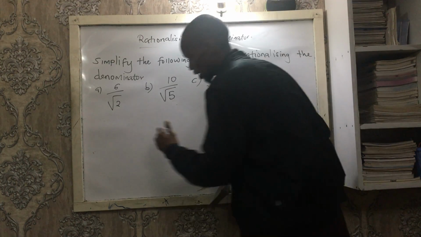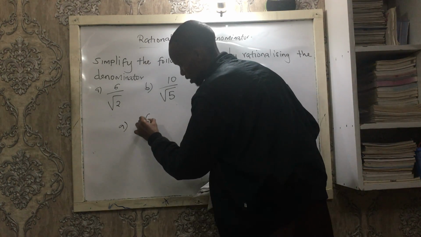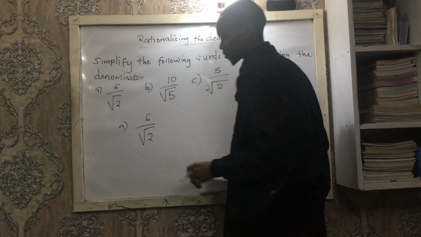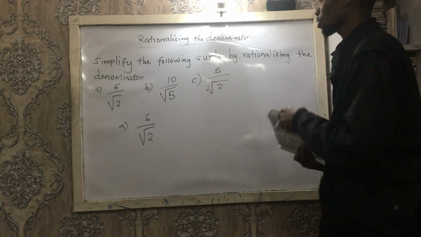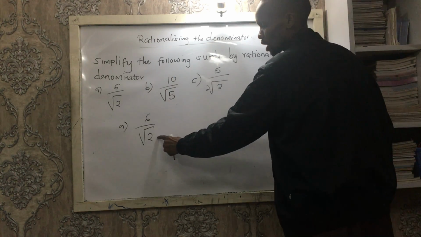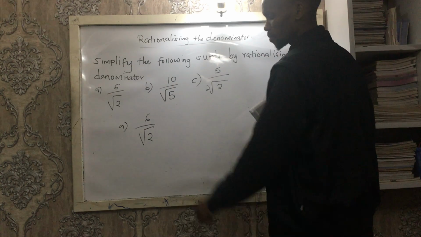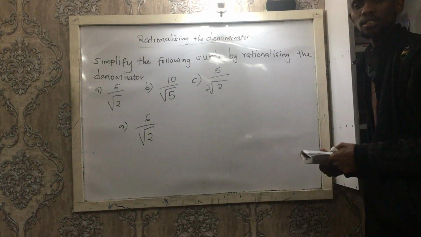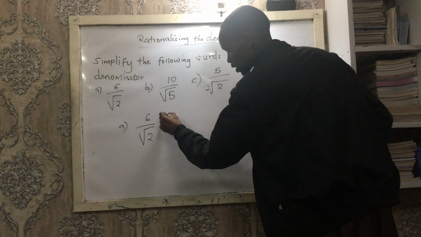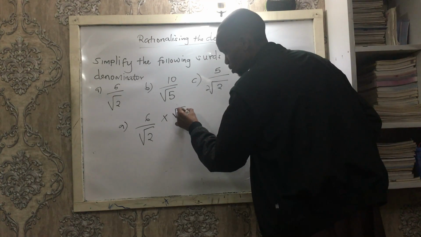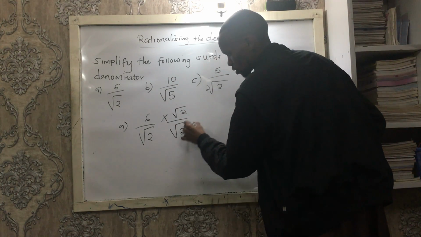I'll start with question A. I have been given 6 over the root of 2. What I will always do when we are rationalizing the denominator is multiply the surd by the denominator. That will be multiplied by the root of 2 over the root of 2.